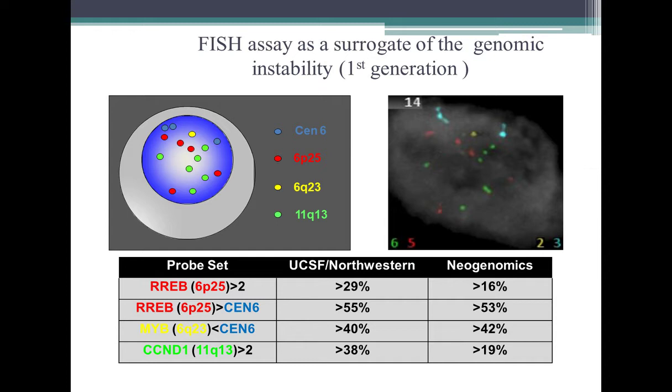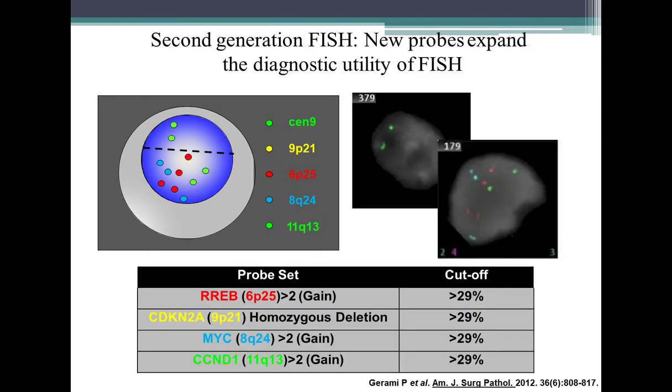One of the challenges of these first generation FISH assays was a very high cutoff, which makes it very difficult to rule out melanoma, especially in critical cases. Then the second generation of FISH came, where new probes were added to expand the diagnostic utility, but still the cutoff for these probes was very high.